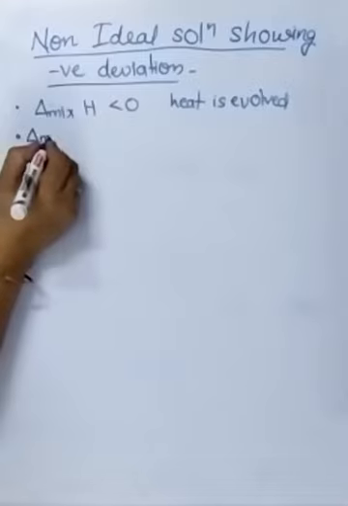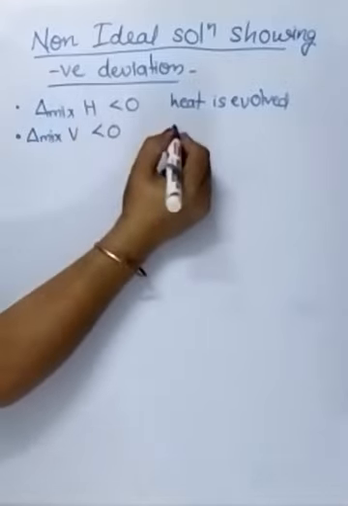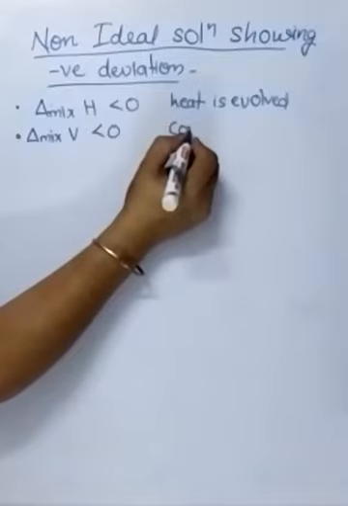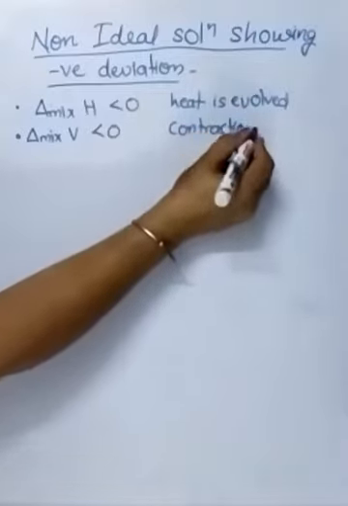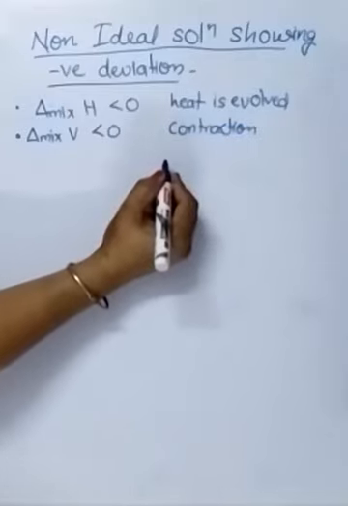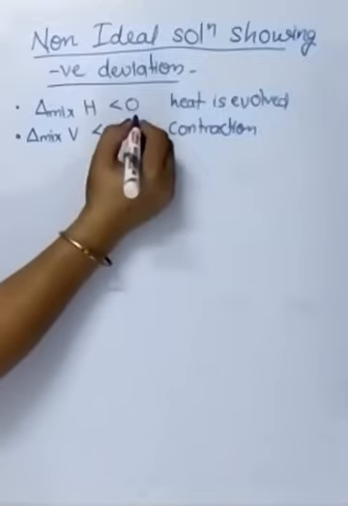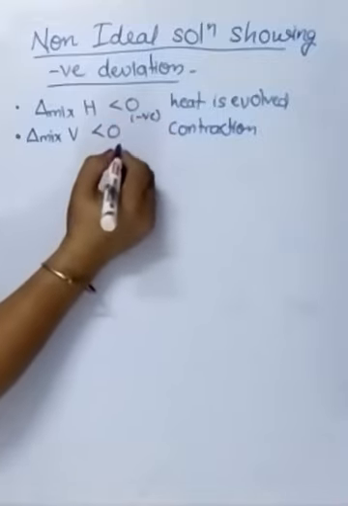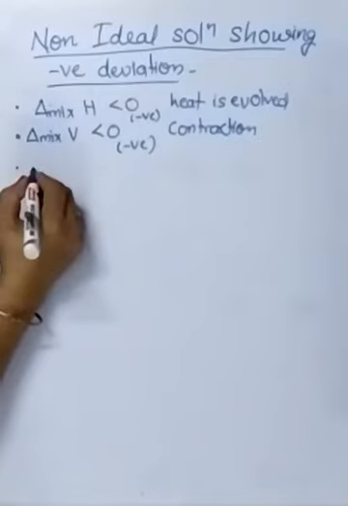Del mixing V is lesser than 0. That means contraction of liquid takes place. Before mixing, the two components have the total volume more, and after mixing, the solution will be having lesser volume. The contraction of liquid takes place. This value is also negative. We'll see they do not follow Raoult's law.